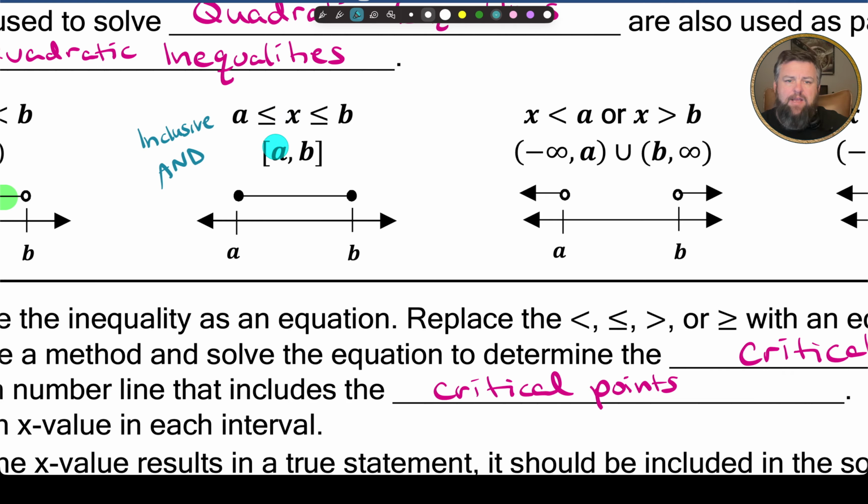So when we have the and, or when we have the equal part of it, we include brackets whenever we do the interval notation. Then when we graph the number line, we include the endpoints because we accept them as part of the solution.